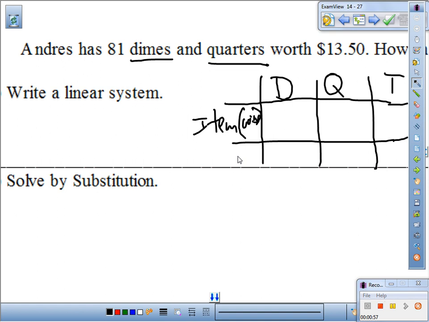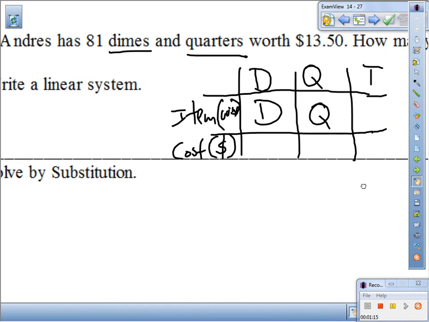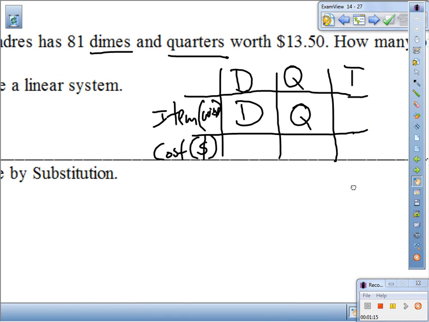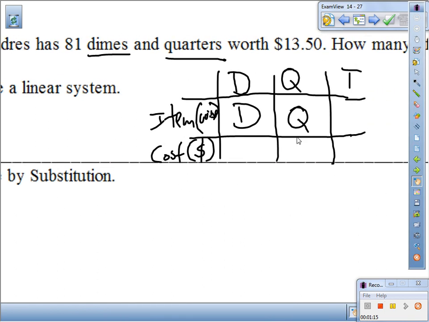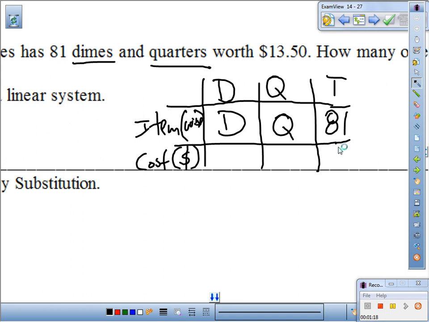I know you know the answer because you did this at home, but you're doing this again with me here so we can practice, yes? Cost. The cost is in dollars. All right. Do we know how many dimes? No, so we label it D. Do we know how many quarters? No, that's Q. Do we know how many coins in total? 81. That is correct.